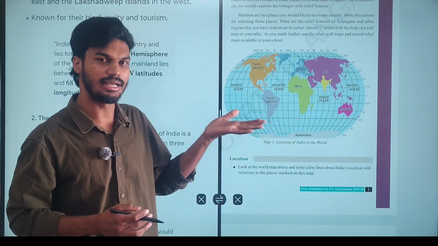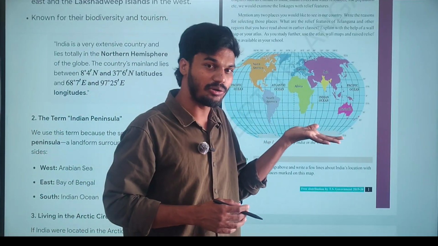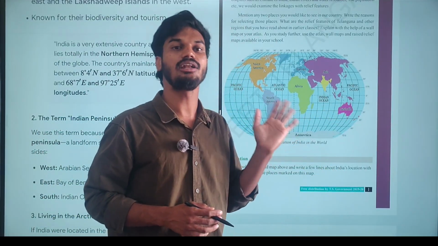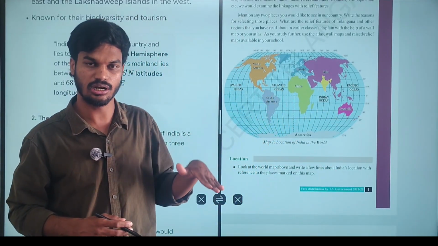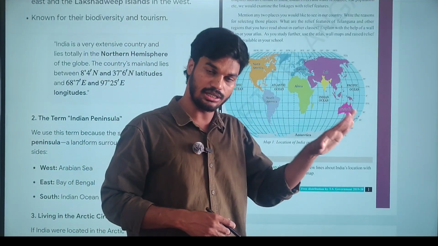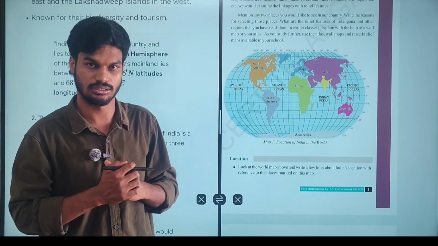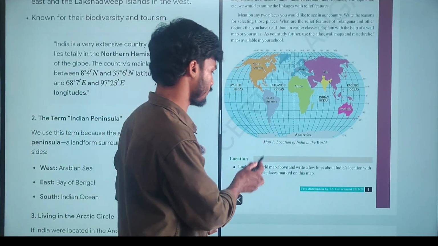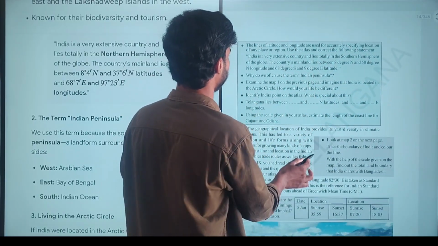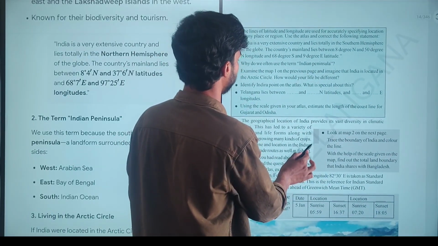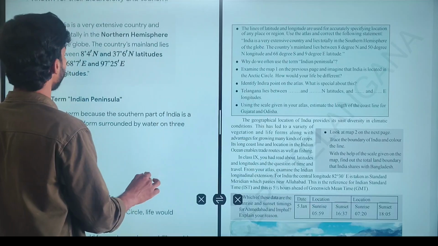In which latitude and which longitude is India located, and in which direction, whether in the north or the south, whether in the west or the east. Try to write down your answers. Clear? So again, what is given?